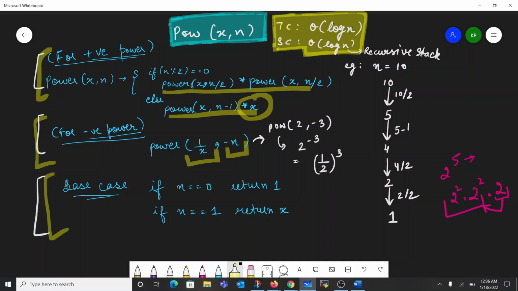And the base cases are that if our n is equal to 0, now further we can't divide it, right? When we reach this condition, we will simply return 1, because if 2 raised to power 0 is there, then it is simply 1 only, because anything raised to power 0 is simply 1. Or if n is equal to 1, then we are required to return the base as it is.